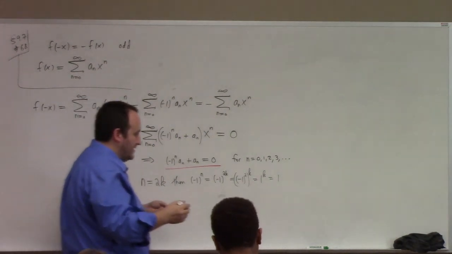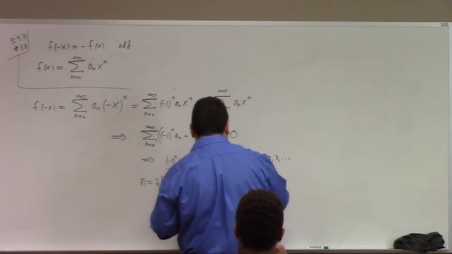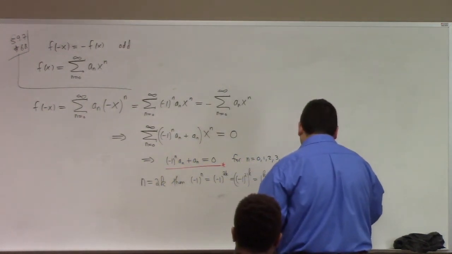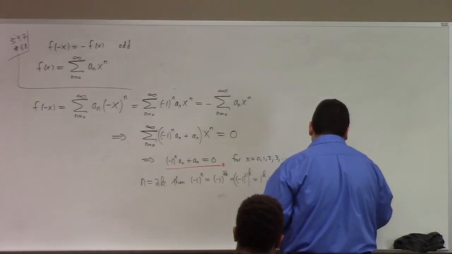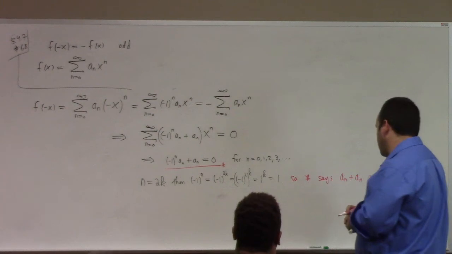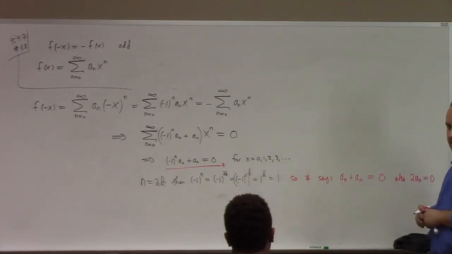So the red underlined equation, let me give it a name: star. Star says that a sub n plus a sub n is equal to 0 for n even, also known as twice a sub n is equal to 0. Bad news if you're an even a sub n, right? You're 0. Maybe you want to be 0. Some people want to be 0, right?